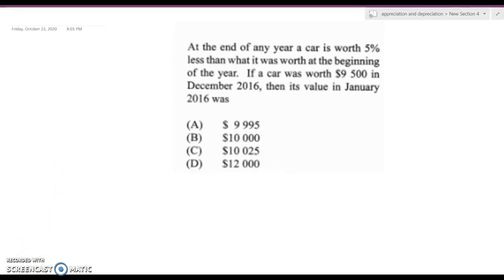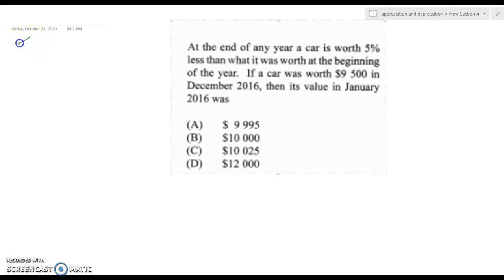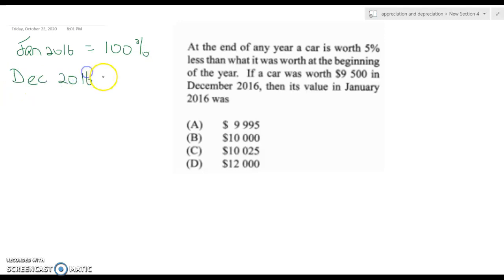So now it is worth 5% less than what it was worth at the beginning of the year. So that means in January 2016, the car is worth 100%. And December 2016 is worth 5% less. So therefore, that is worth 95%. So therefore, we could look at it this way. 95% is equal to that $9,500.